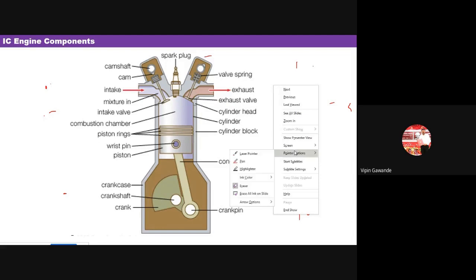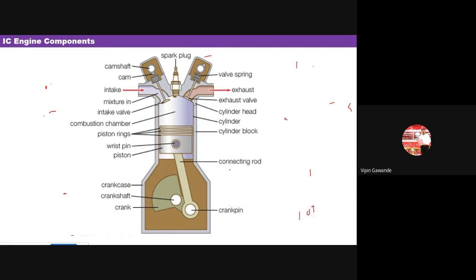So this connecting rod. We are discussing that the connecting rod has two ends. One end is called the big end, and the other end is called the small end. This is the big end of the connecting rod. It is connected with the crank with the help of the crank pin. The small end of the connecting rod is connected with the piston, here. So this is the small end, and this is the big end of the connecting rod.